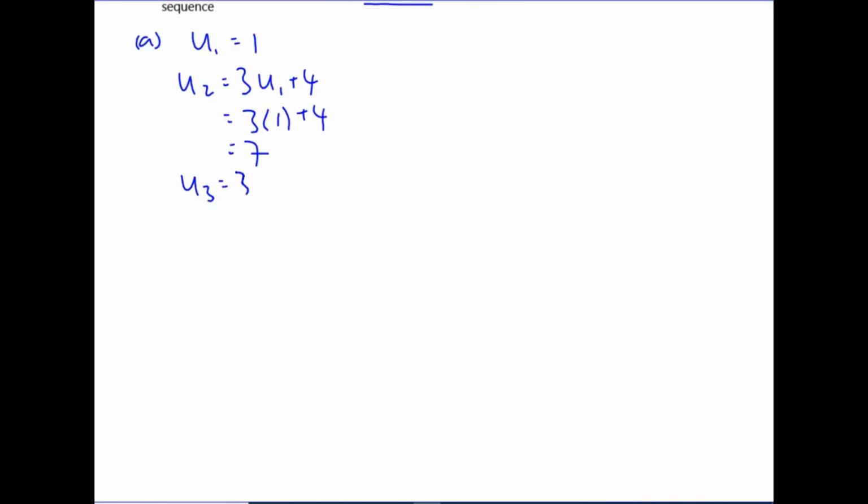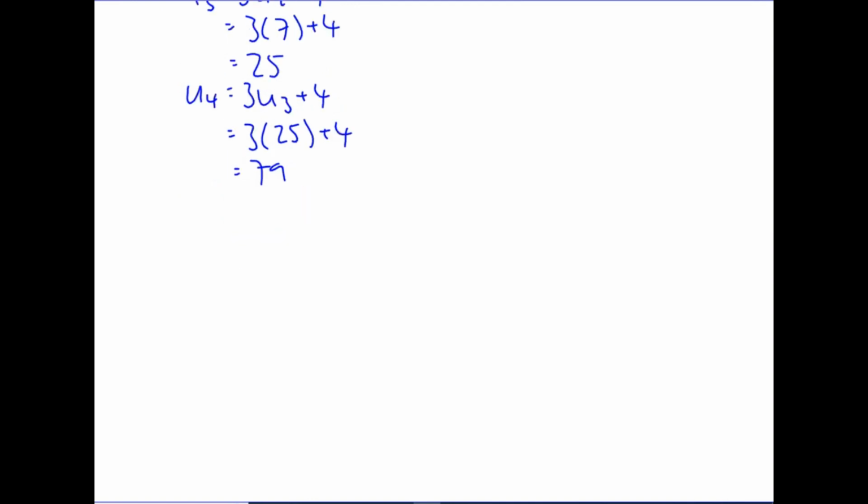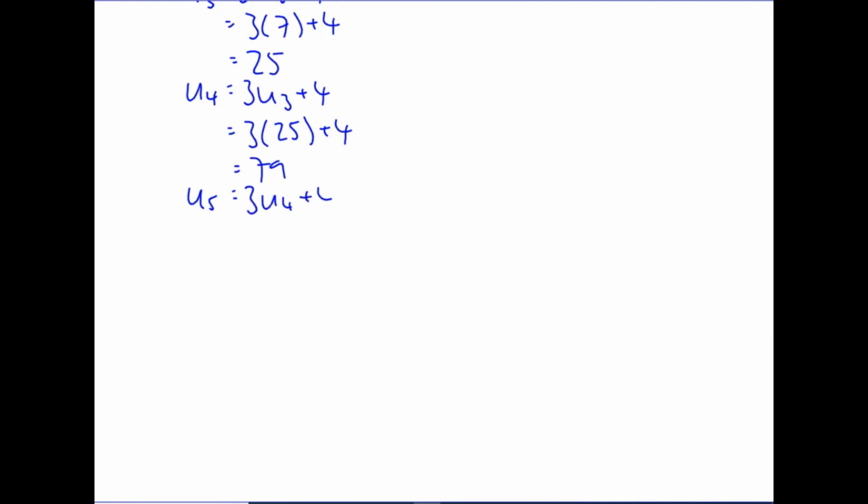So u3 is 3u2 plus 4. That's 3 times 7 plus 4, which is 25. u4 is 3u3 plus 4. That's 3 times 25 plus 4, which is 79. And your 5th term, u5, is 3u4 plus 4, which is 3 times 79 plus 4, which is 241.